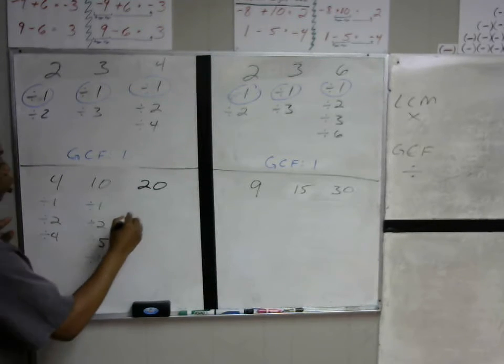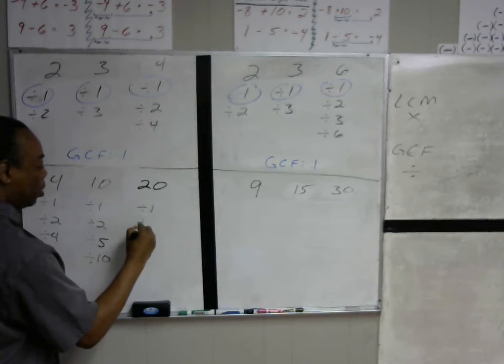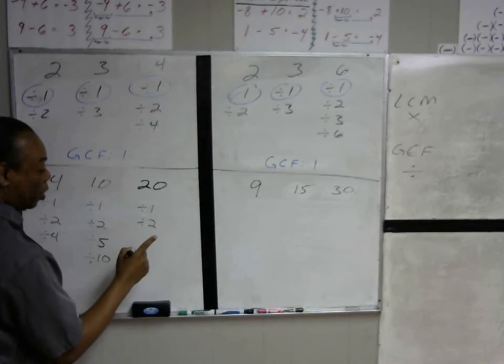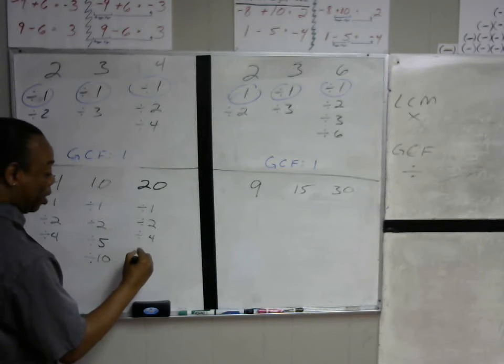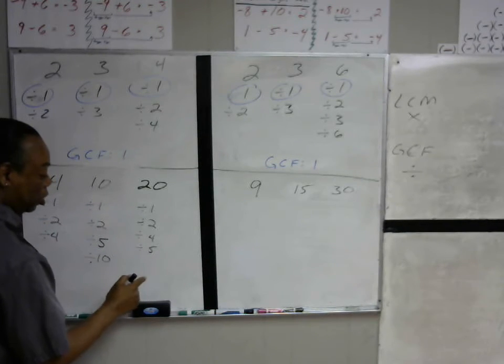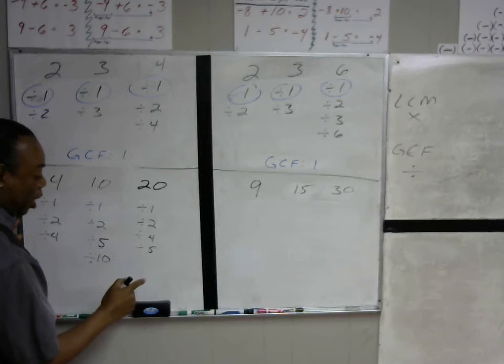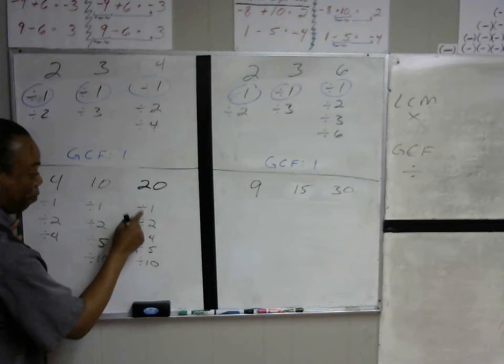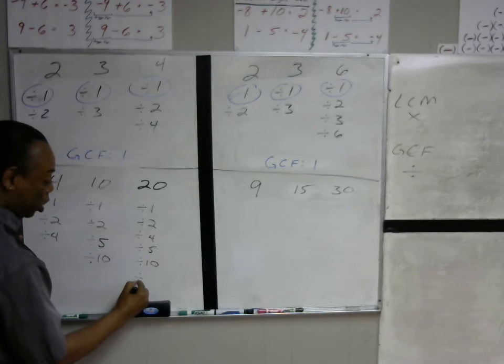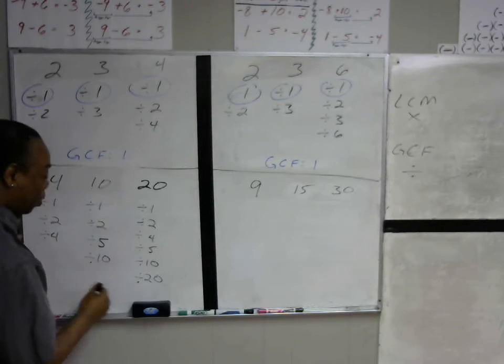20. 20 can be divided by 1, can be divided by 2, can be divided by 3, but it can be divided by 4. It can be divided by 5, not 6, not 7, not 8, not 9, but it can be divided by 10. And since we're halfway through 20, we can jump to 20 itself and say it can be divided by 20.